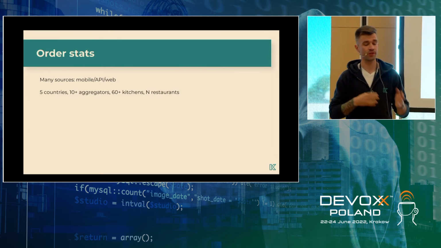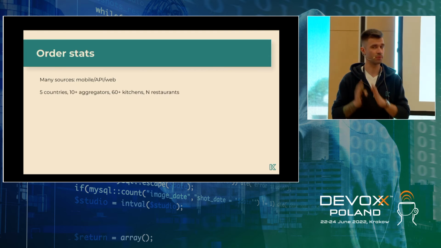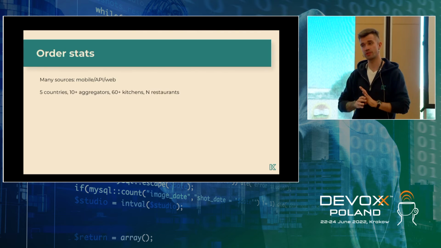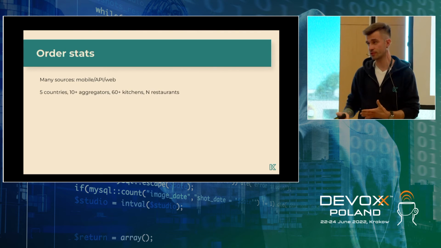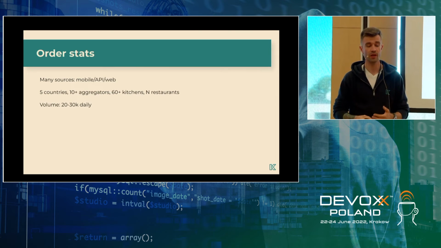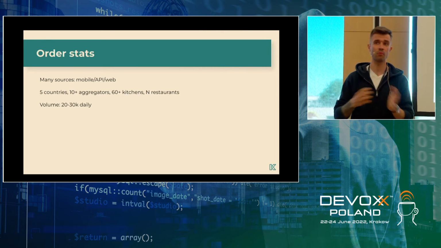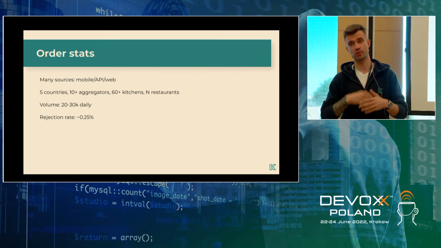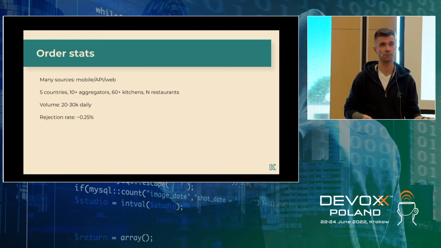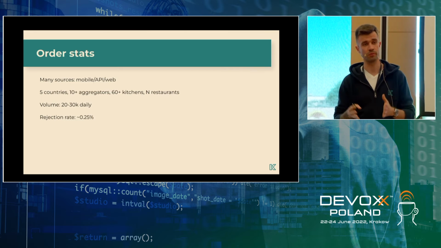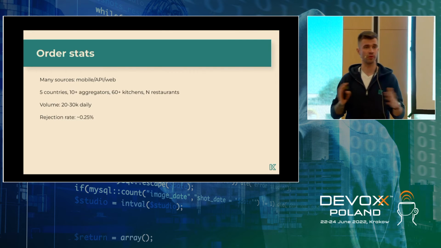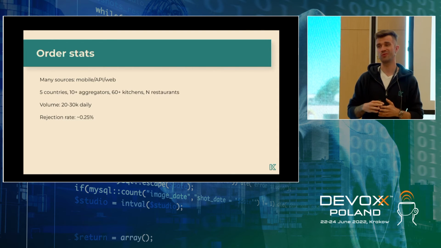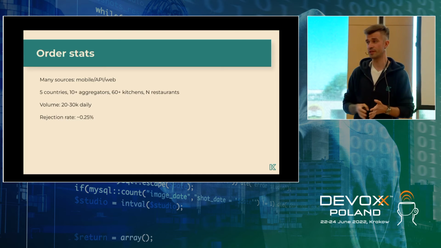We have 5 countries, over 10 aggregators, over 60 kitchens. I'm not sure about this number of kitchens, probably it's more. And God knows how many restaurants, okay? So this is a big, big number of possible dimensions, right? If you think about dimensions. Volume of our orders is somewhere between 20 and 30,000 daily. And my estimated rejection rate, so whether it's a problem with some integration or a problem with schemas, we have around, let's say, 0.25, 0.5% rejection rate. If you calculate it, this translates to maybe 100, 200 rejections daily, not more than that, okay?